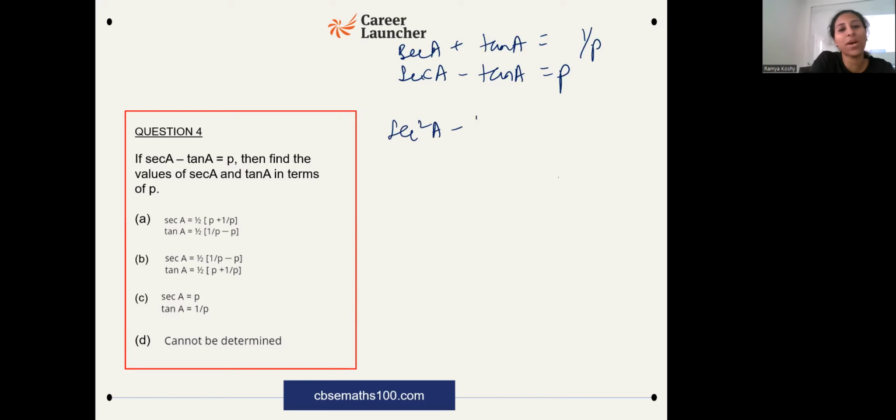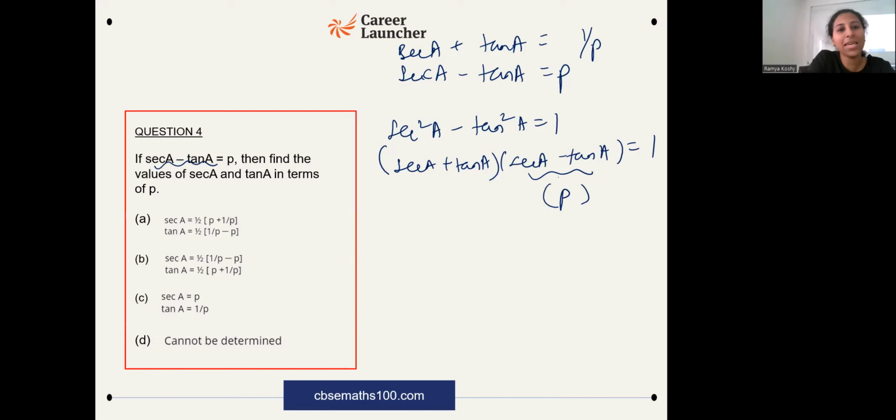Because you know sec square A minus tan square A is 1, right? That means sec A plus tan A into sec A minus tan A is equal to 1. We know sec A minus tan A is P. So P into sec A plus tan A is equal to 1. That is the reason I got this. Sec A plus tan A is equal to 1 by P.